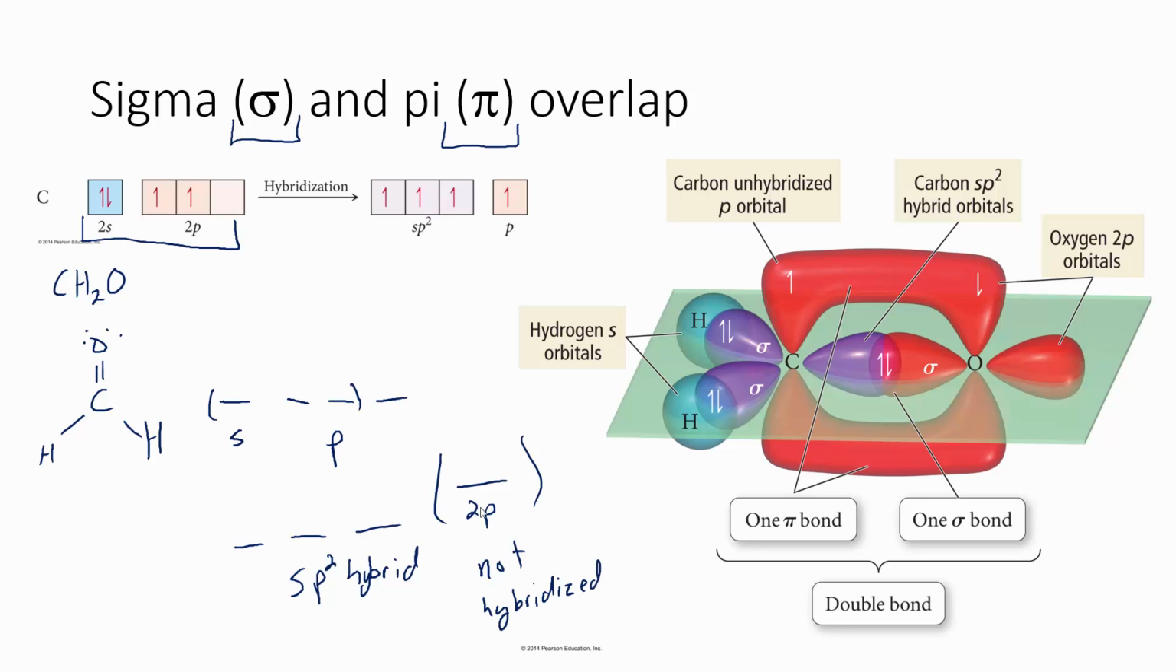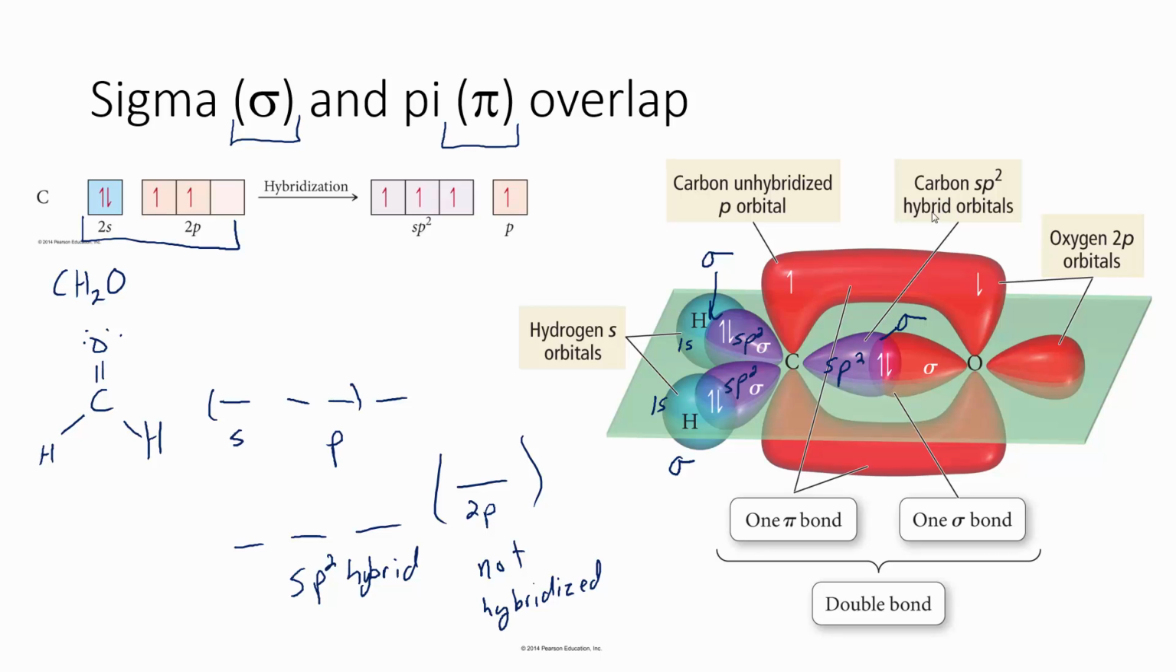So that unhybridized 2p orbital is still going to be in the carbon. The sp2 hybrid orbitals are having a direct overlap with the 1s orbitals of hydrogen. So we refer to these as sigma bonds. It's a Greek symbol, lowercase sigma. So all three of these are sigma overlapping bonds.